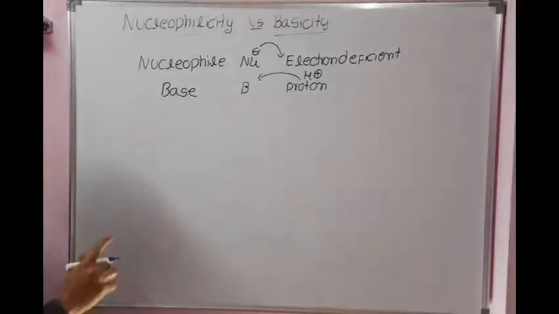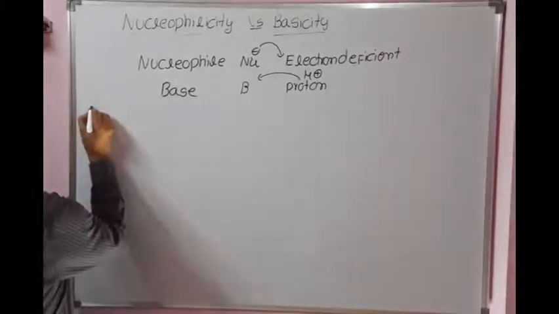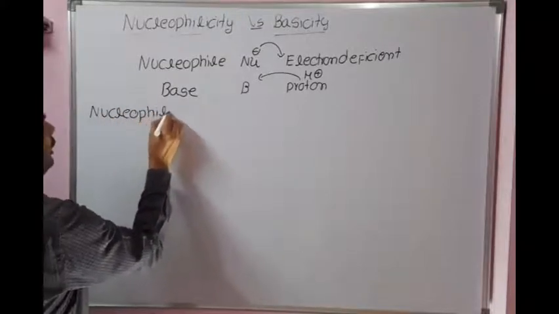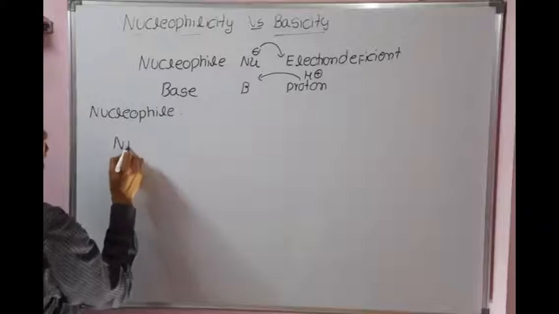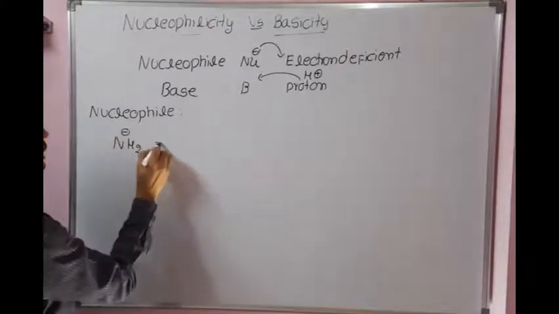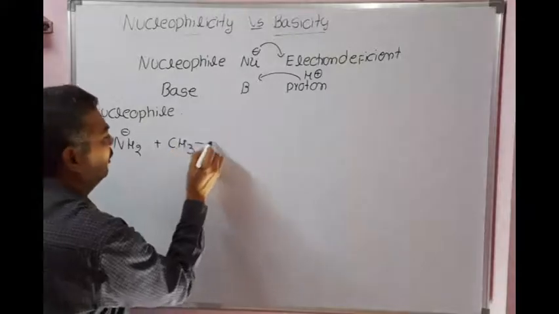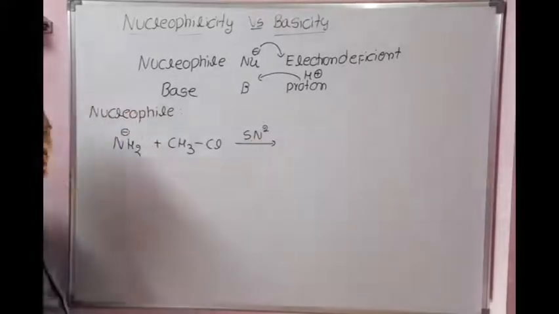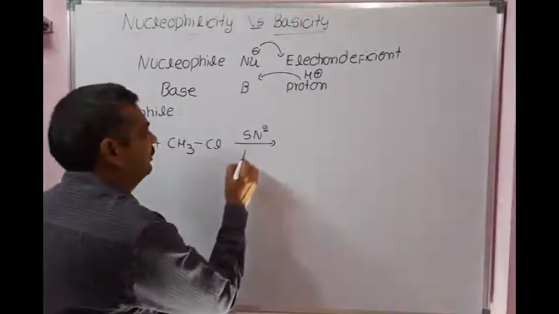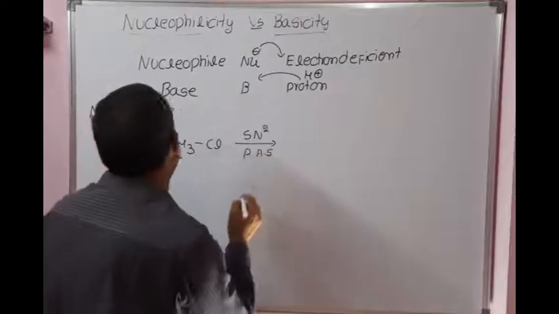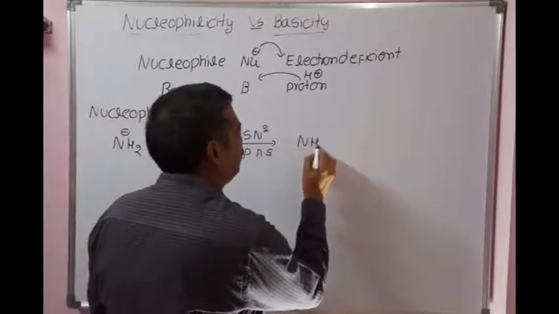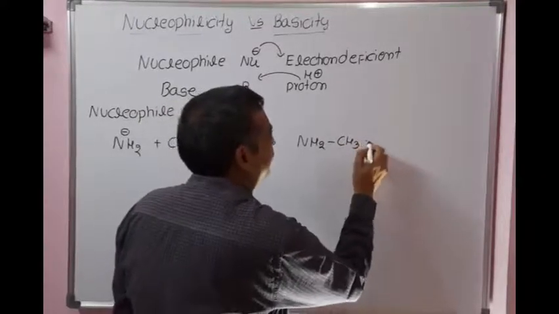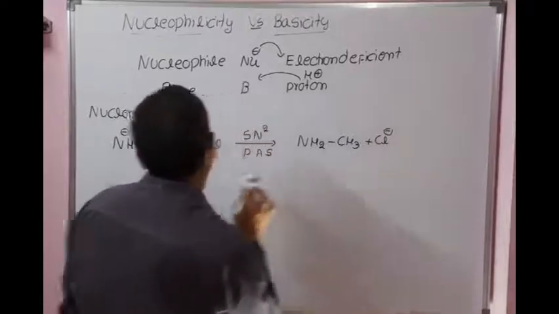Let's see some examples. Nucleophile. For example, NH2 minus reacts with methyl chloride. This is a primary alkyl halide, that means an SN2 reaction, and a polar aprotic solvent is required. The nucleophile will attack from the back side with respect to the halogen.